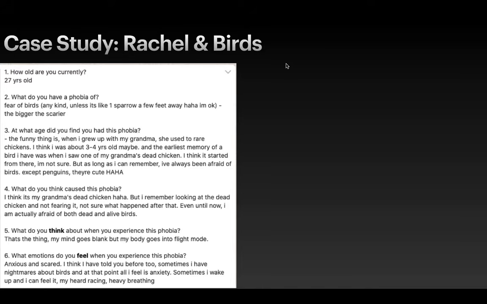What emotions do you feel when you experience this phobia? Anxious or scared? I think I've told you before too, sometimes I have nightmares about birds, and at that point, all I feel is anxiety. Sometimes I wake up and I can feel it, my heart is racing, my heavy breathing, right? So of course, this is anxiety because when she's having a nightmare, she doesn't actually see a bird around her, right? It's in an imagination, so she perceives a threat.